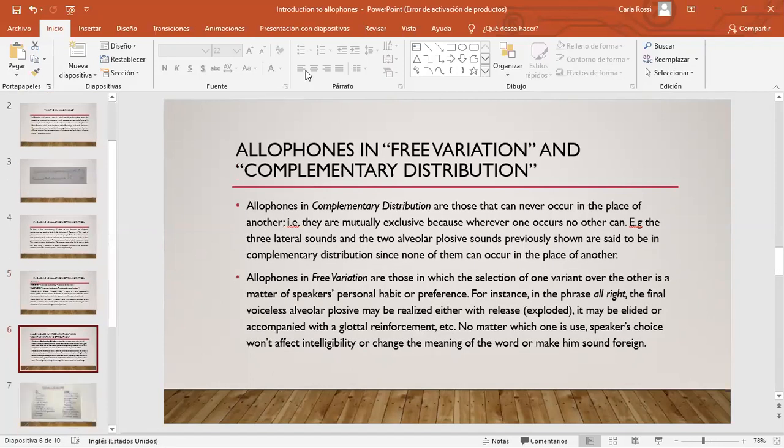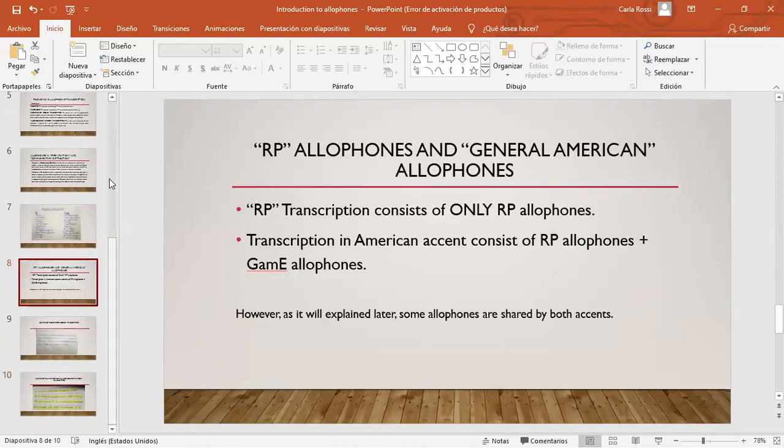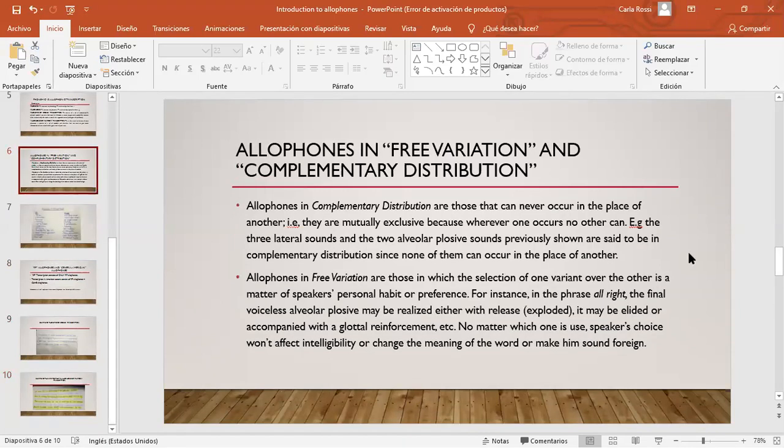Good. So, concerning that aspect, we have two kinds of allophones. I will try to explain it all in these two minutes, and I will start another session to explain this part again. We have allophones in complementary distribution and in free variation. Allophones in complementary distribution are those that can never occur in the place of another. One allophone cannot substitute the other. They are mutually exclusive, because when one occurs, no other can.